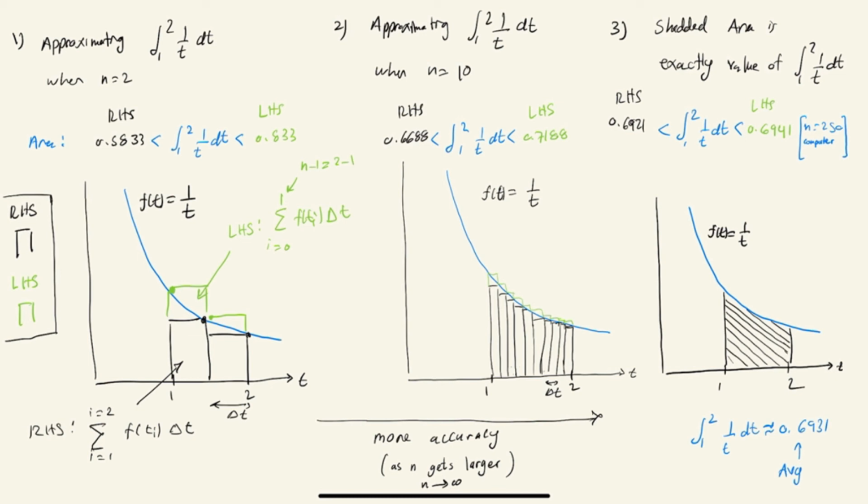Here we have n equal to 250, and then using a computer, the left-hand sum is going to be 0.6941, and then the right-hand sum is going to be 0.6921. And then if we take the average of these, it's going to approximate the definite integral. We are increasing the accuracy of our approximation as n gets larger, since we are minimizing the areas of the left-hand sum that is above the graph, and then we are also minimizing the areas that are missing under the graph in the case of the right-hand sum.